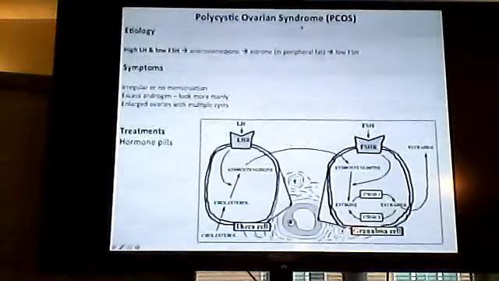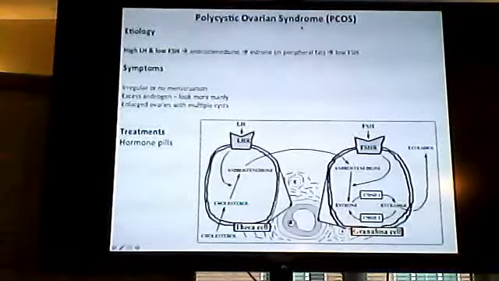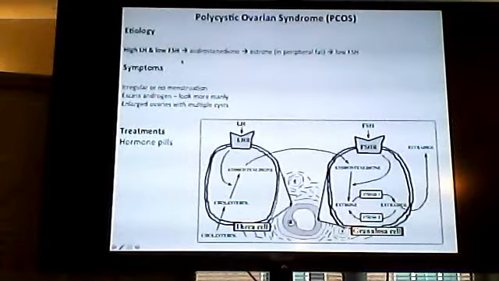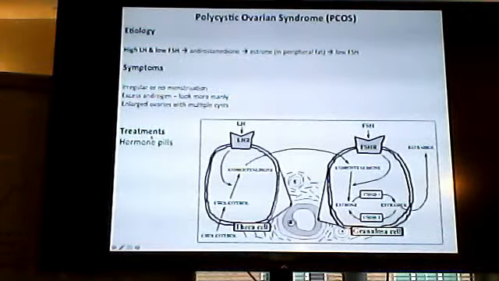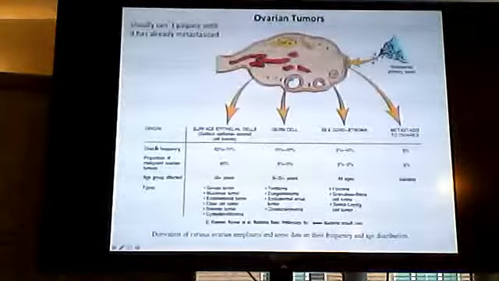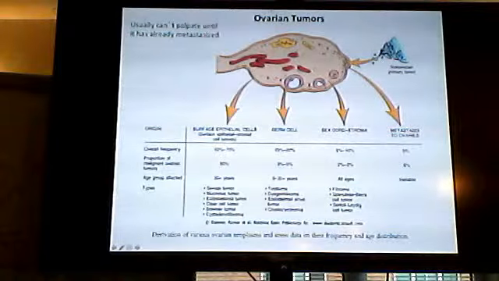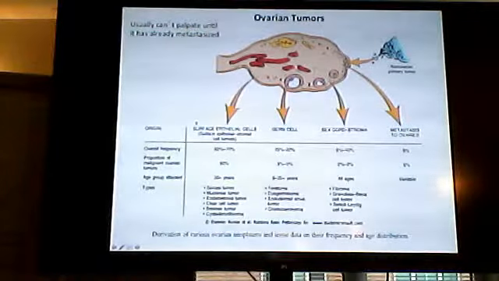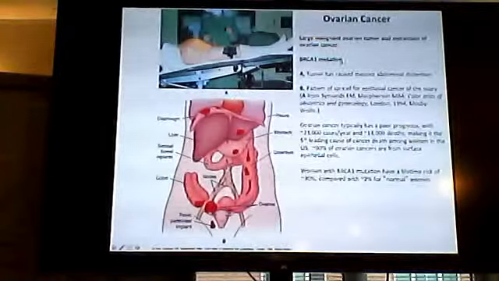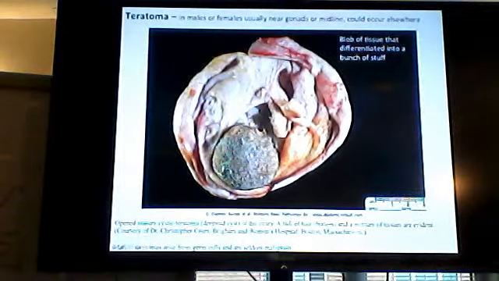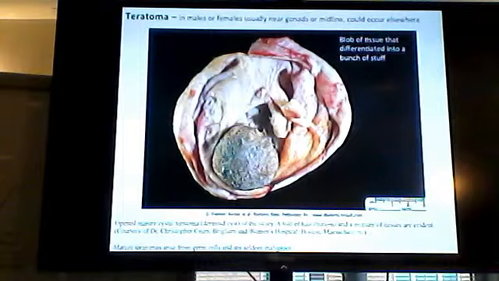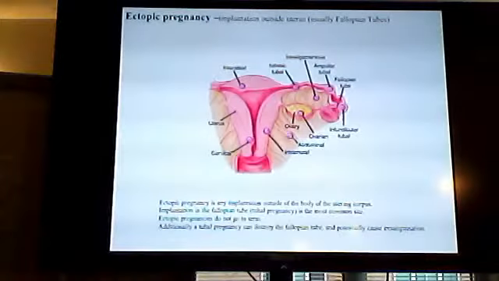PCOS, again, the most common cause of infertility, high LH, low FSH, and then irregular menstruation. You treat it with birth control. And then ovarian tumors, teratomas, so it's kind of like the cells differentiated into a bunch of random stuff, became a very scary thing itself.